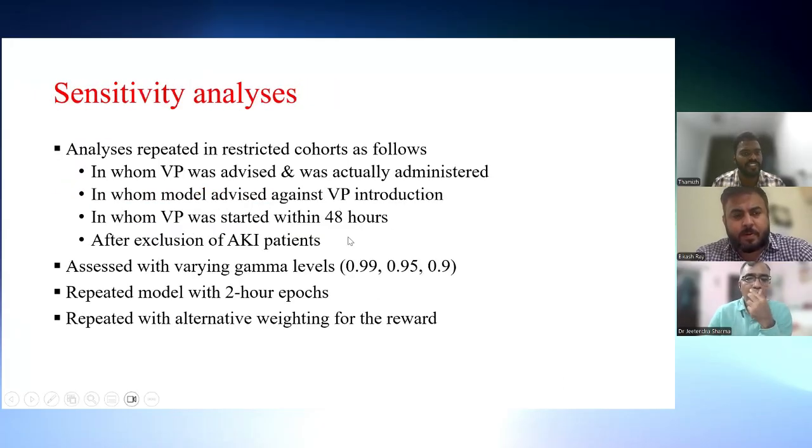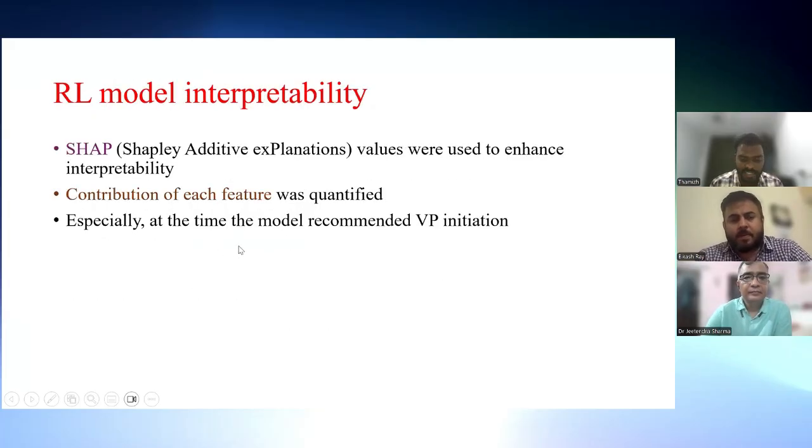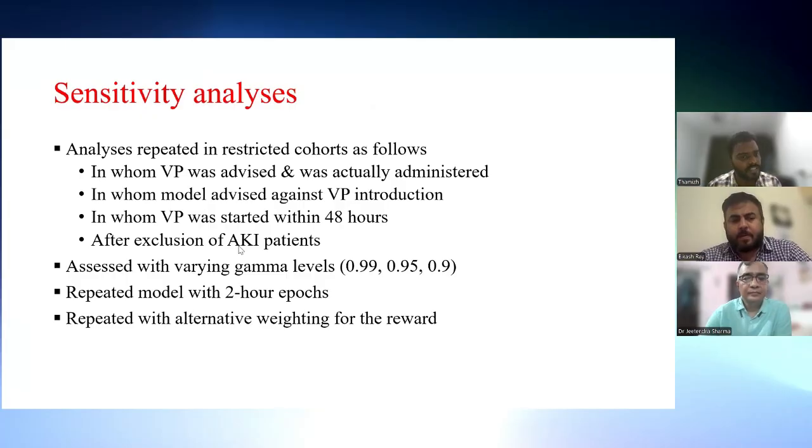So here, as we can see from the slide, the analysis was done in one restricted cohort. They have restricted some values. Say we can say because of the AKI patients, the mortality is higher or the mortality is lower, so they have removed that patient. It can be a confounding value.